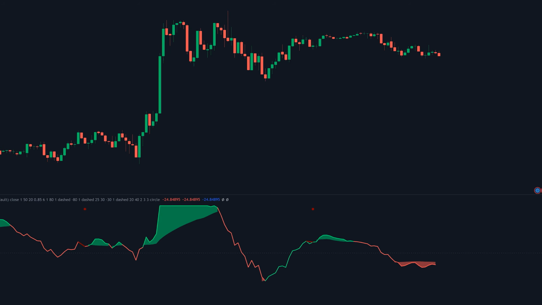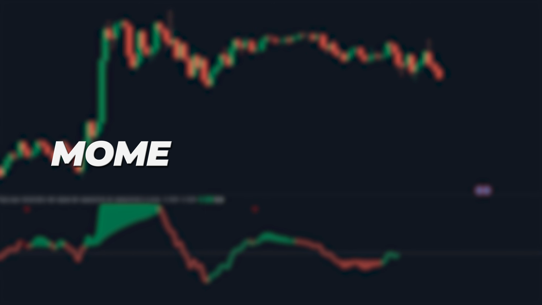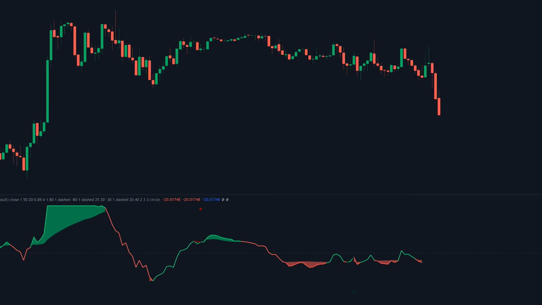Now, the second way of using this indicator is using it as a momentum indicator, and I'm going to go over how we can do that in a bit.